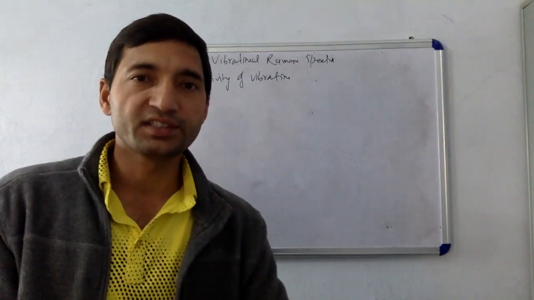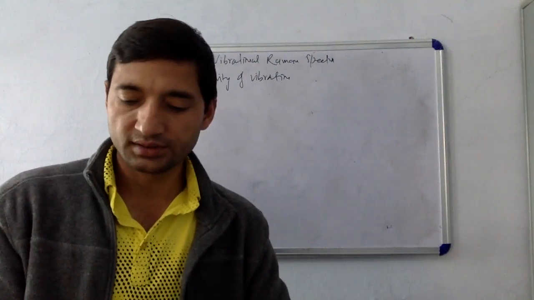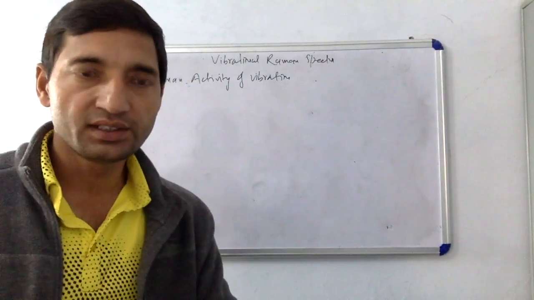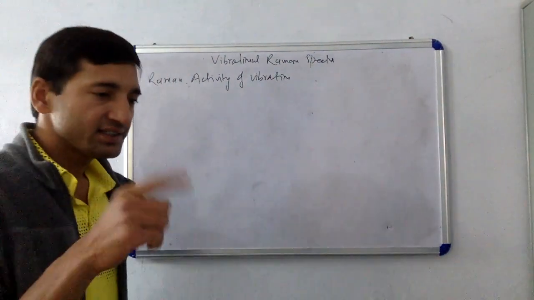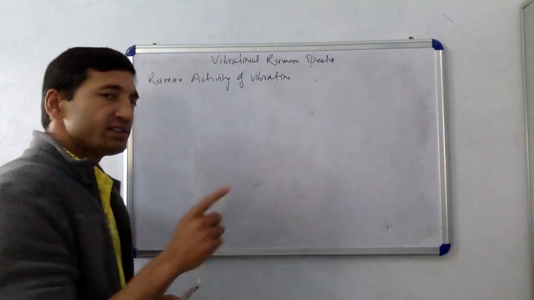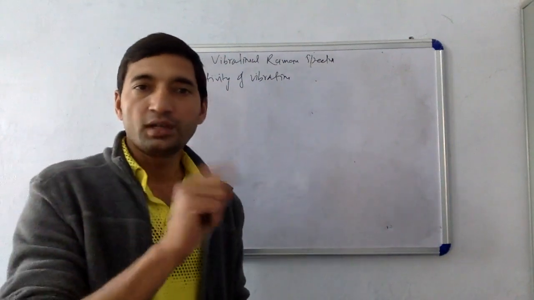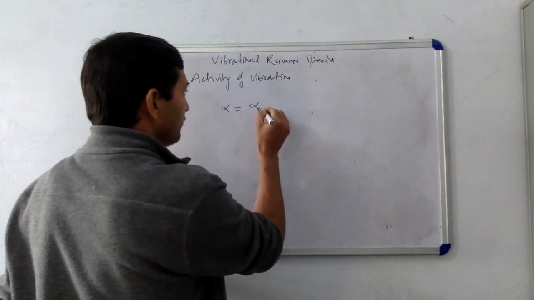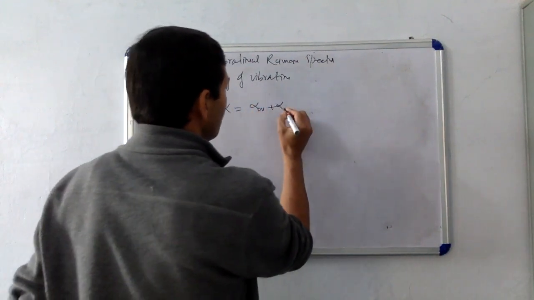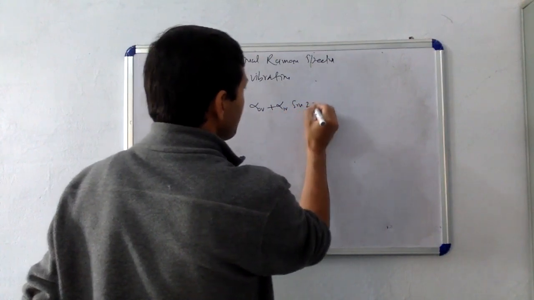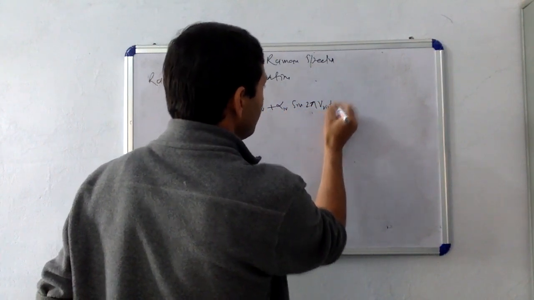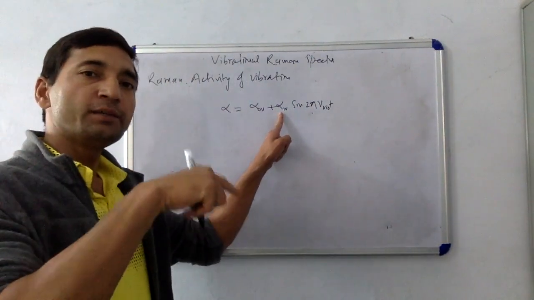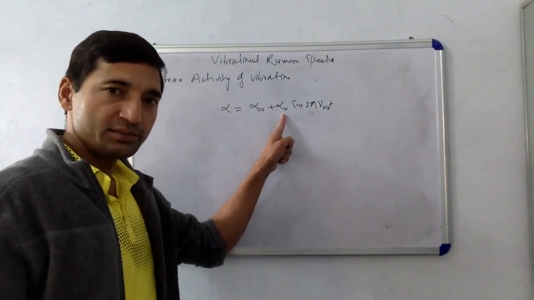Hello everyone, and today I'll be discussing the vibrational Raman spectra, the Raman activity of the vibration. If you remember, when we discussed the classical theory of the Raman spectra for the vibrational one, the vibration should also alter the polarizability. We wrote alpha is equal to alpha naught of vibration plus alpha 1 of vibration sine 2 pi nu vibrational t. If this quantity is non-zero, only then do these vibrations alter your polarizability.